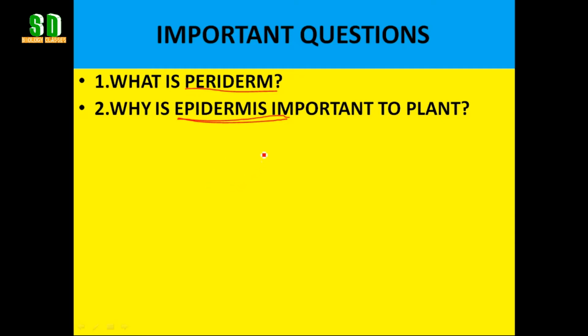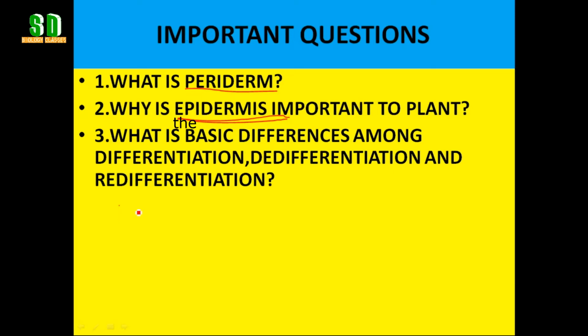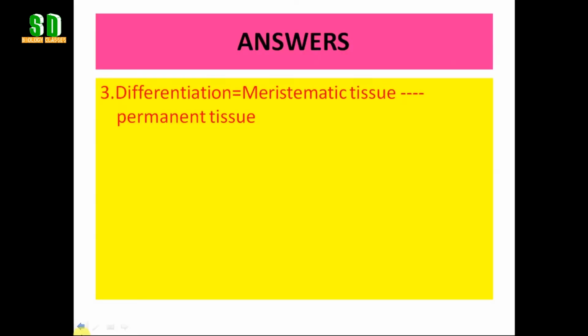Now we will do question number 3. What is the basic difference among differentiation, dedifferentiation and redifferentiation? First of all, we will know what is differentiation. The process by which meristematic tissue loses the power of division and changes into permanent tissue is called differentiation. For example, when the apical meristematic tissue changes into parenchymatous tissue, that is due to differentiation.